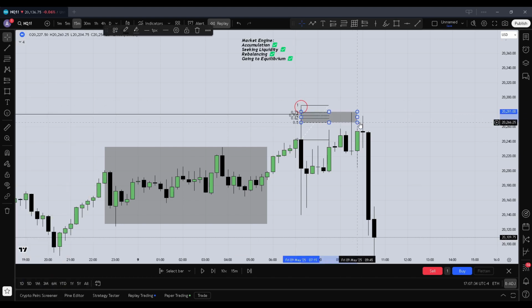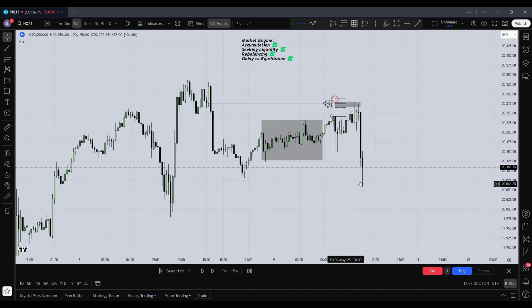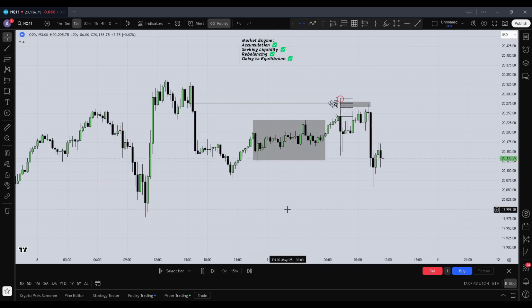This is just one model of the many that I actually have a look at, but this was a very good trade right here. This is a prime AMD setup all the way to sell side, and it just keeps going.